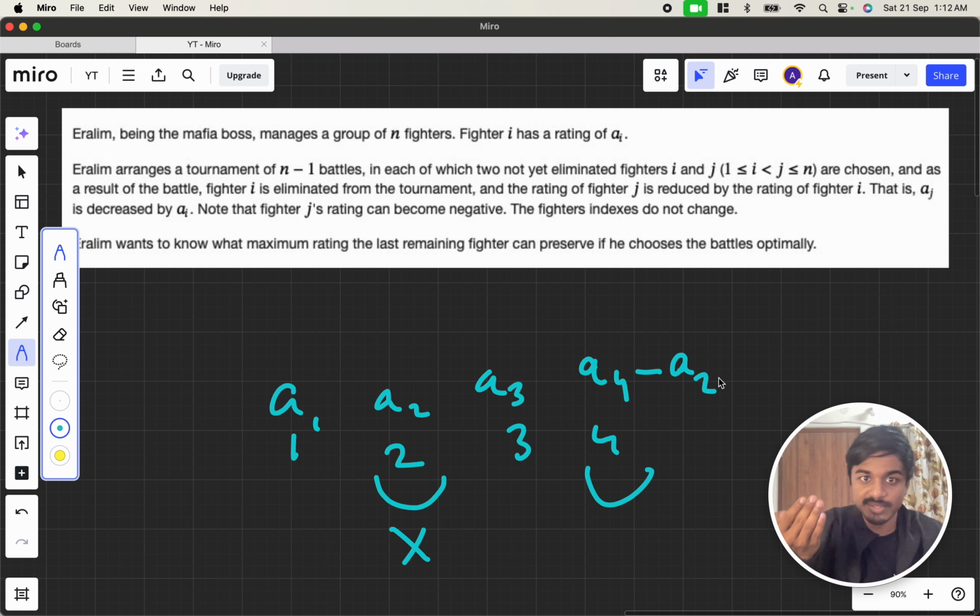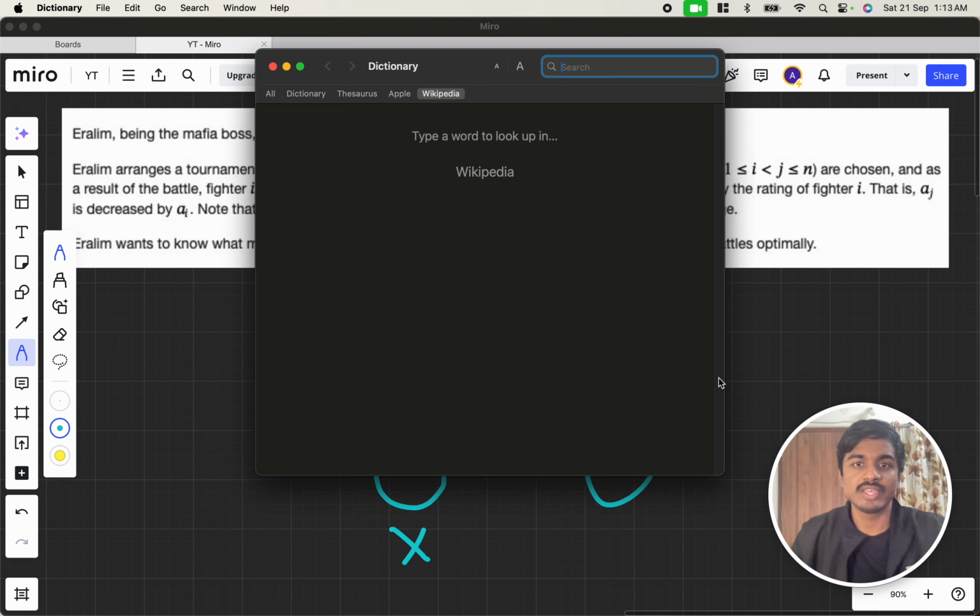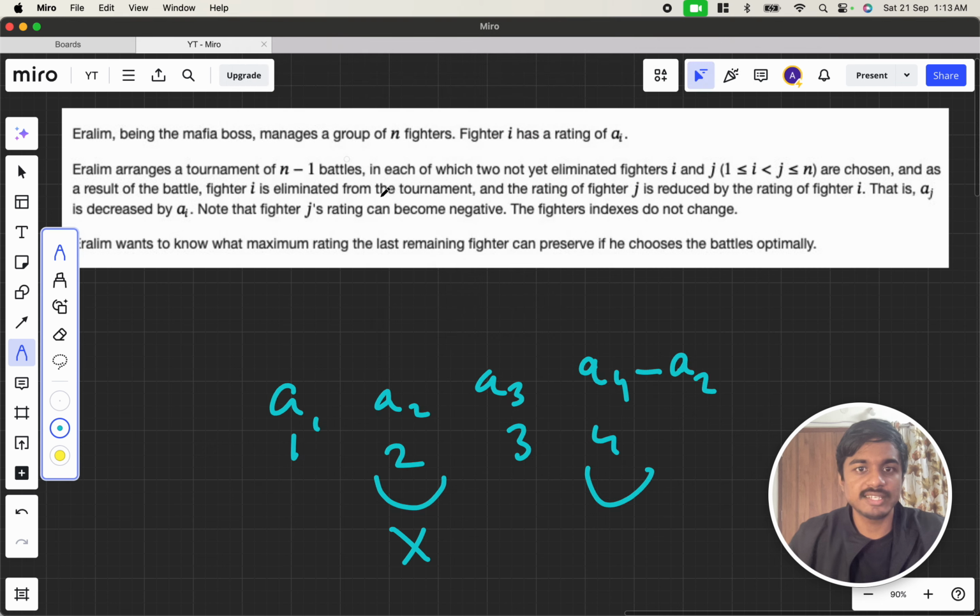Note that fighter j's rating can also become negative. If the A2 value is larger, A4 can also become negative. That's what they are telling. The fighters' indices do not change, so the index is static. Eralim wants to know the maximum rating the last remaining fighter can preserve if he chooses the battles optimally. So I want to make it optimal so that the score is very high at the end.